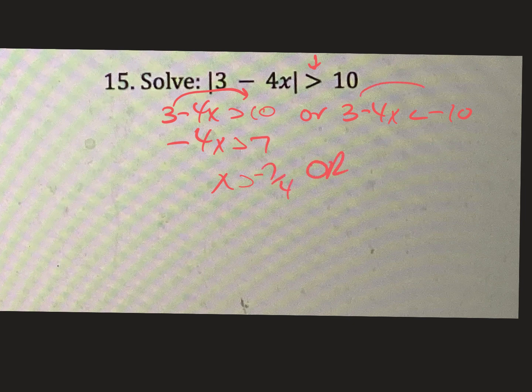Or move the 3 over on this side, gives me negative 13. Divided by negative 4, don't forget to flip that sign, which I did on the first one. Whew, that would have been a rule 5 if you'd have caught that. So I forgot to flip that sign. Divided by negative. Whoa, that was close. So my 2 answers are everything less than negative 7/4 or everything greater than 13/4. And there you have it.